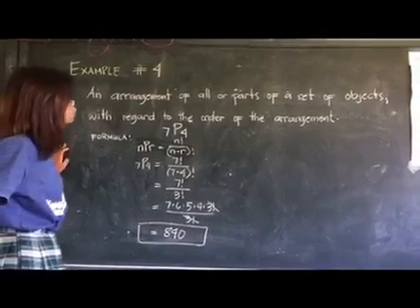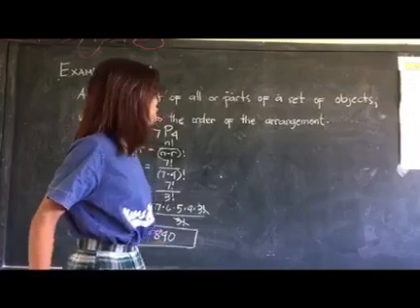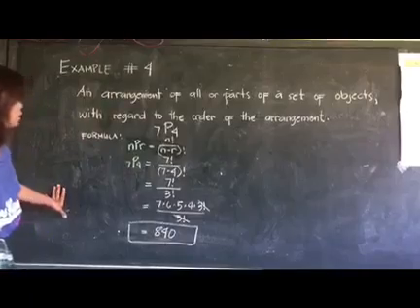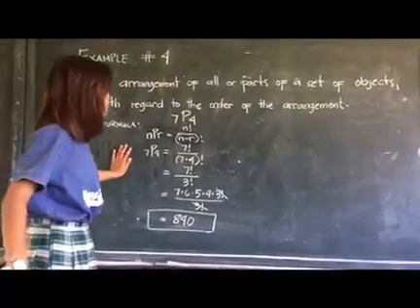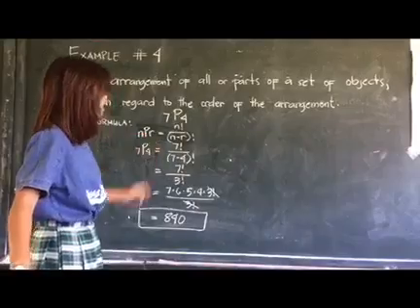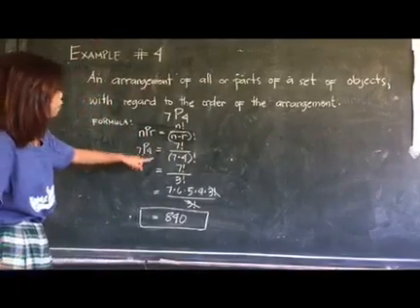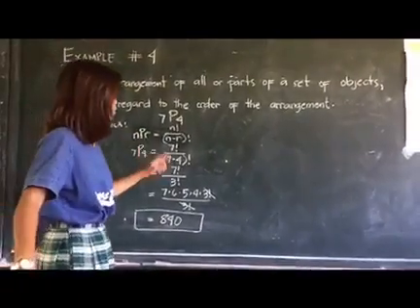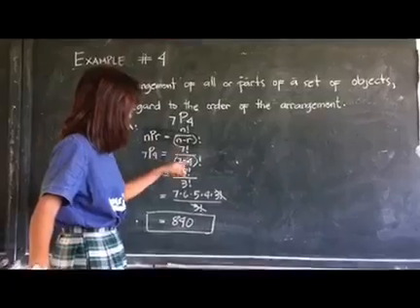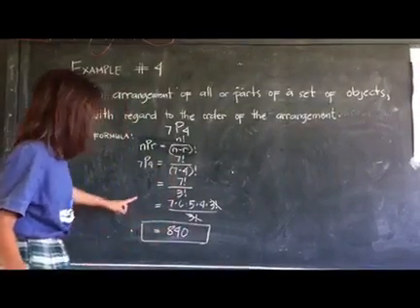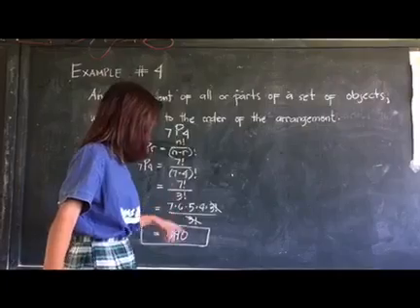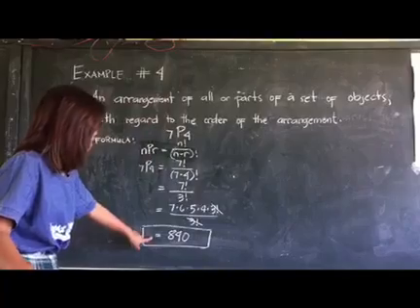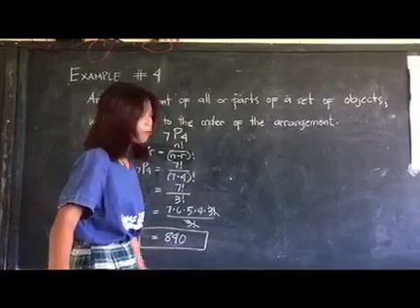Example 4. An arrangement of all or parts of a set of objects with regard to the order of block arrangement, 7P4. This is the formula: nPr equals n factorial over n minus r factorial. 7P4 equals 7 factorial over 7 minus 4 factorial, which equals 7 factorial over 3 factorial, which equals 7 times 6 times 5 times 4 times 3 factorial over 3 factorial. We can eliminate that. Equals 840.